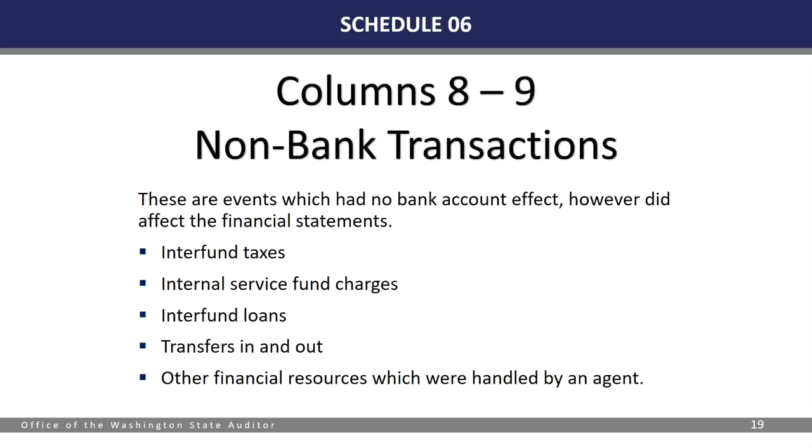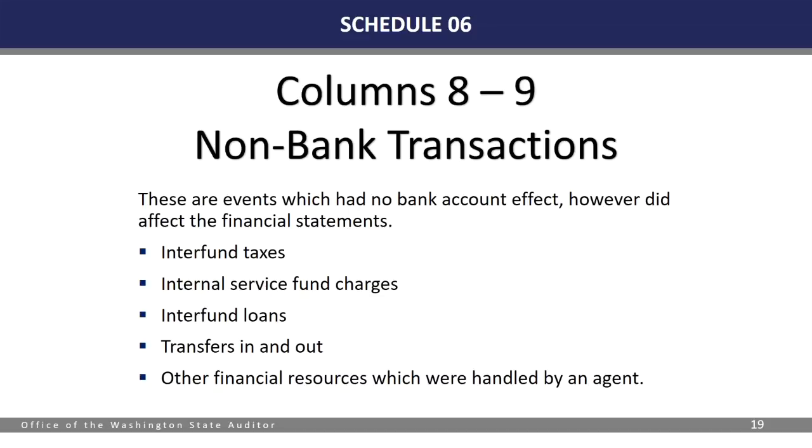However, if you do these transactions manually, or otherwise they didn't affect your bank statements at all, they're just journal entries, then we need to add them to your statements by using columns 8 and 9. So again, we're taking your bank account activity in columns 1 through 7, and now we're adding some things that happened in your accounting system that eventually resulted in revenues and expenditures.